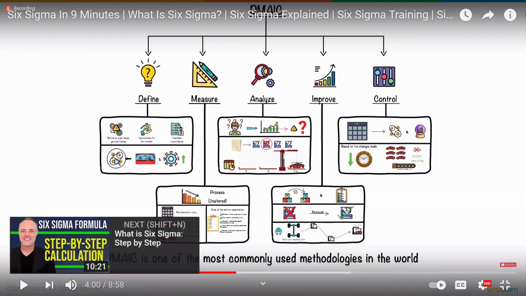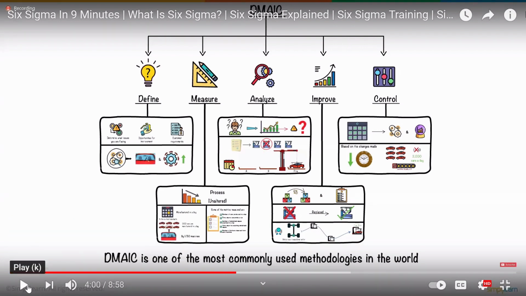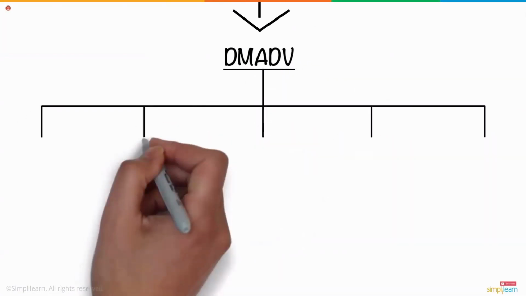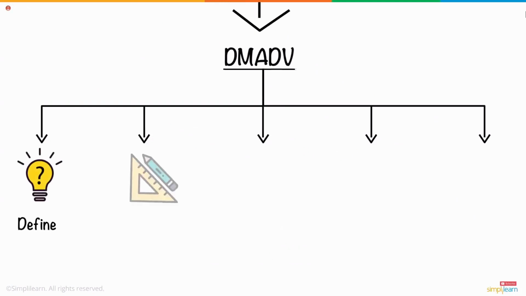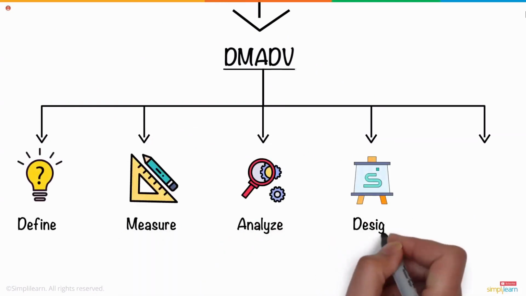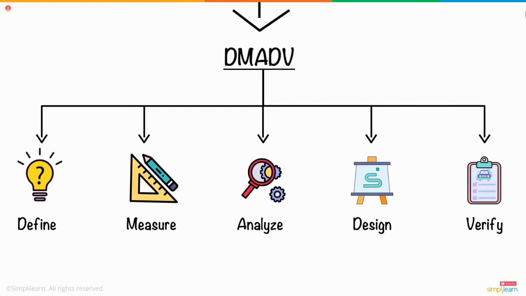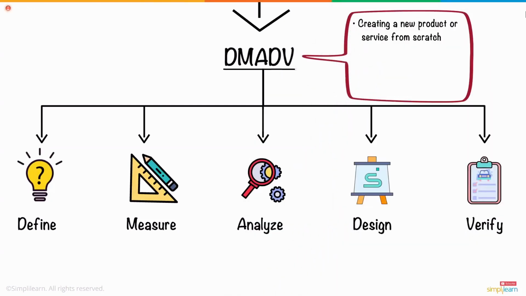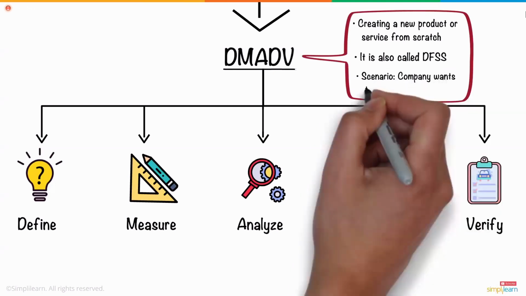So when it comes to the next methodology, it focuses on improving the existing products of the organization. The second methodology is DMADV, which is short for Define, Measure, Analyze, Design, and Verify. It is used when the company has to create a new product or service from scratch. It is also called DFSS, or Design for Six Sigma.